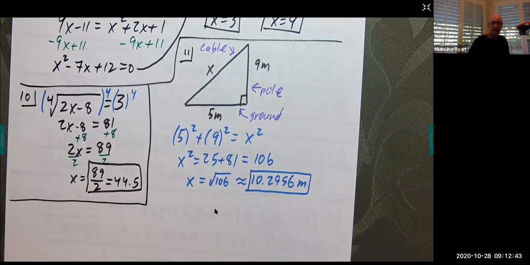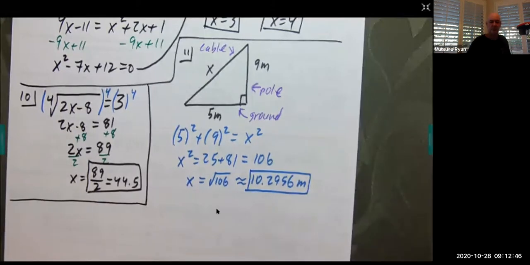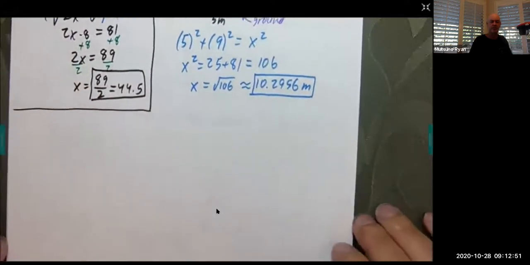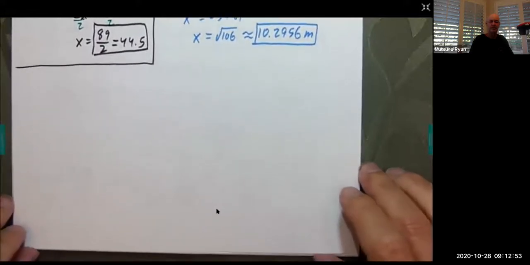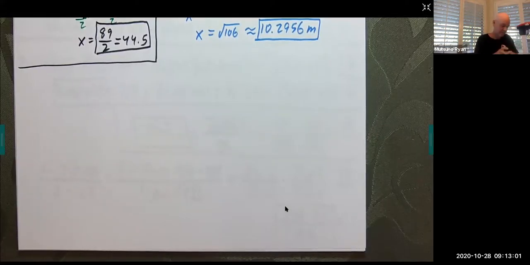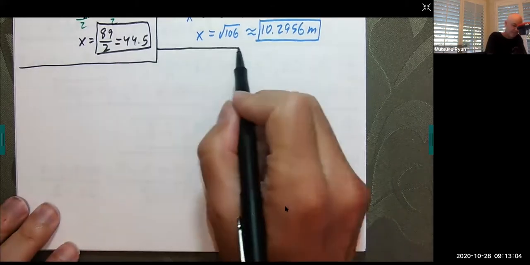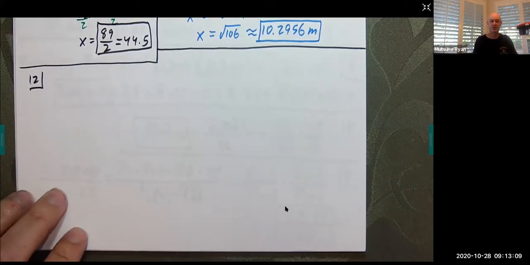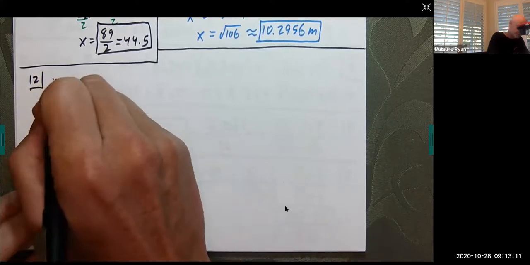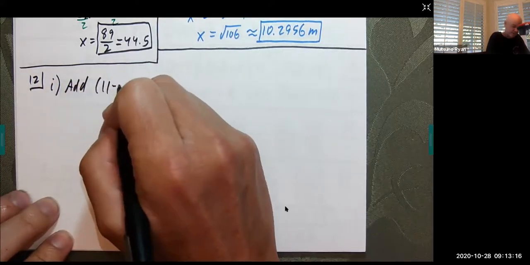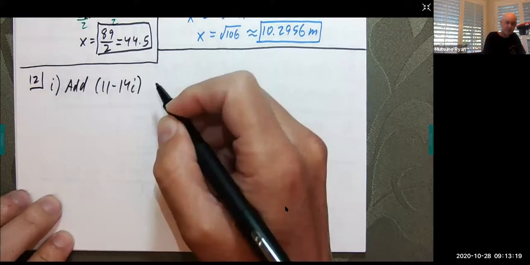All right. I'm going to scooch that up. And number 12, it's actually 2 problems. The first problem is to add. And here we're dealing with complex numbers.